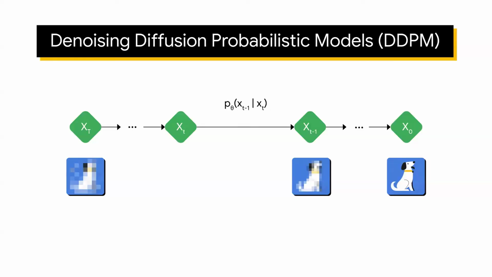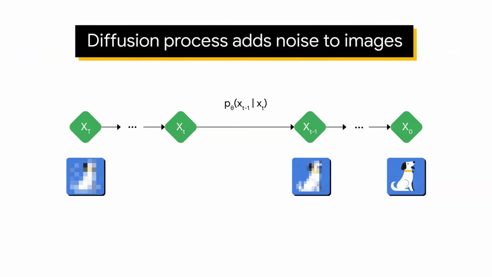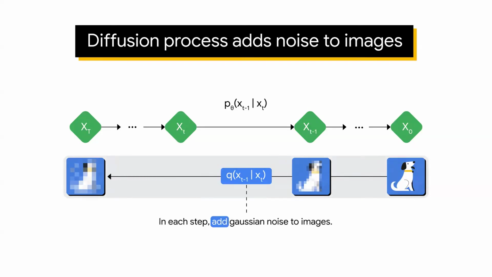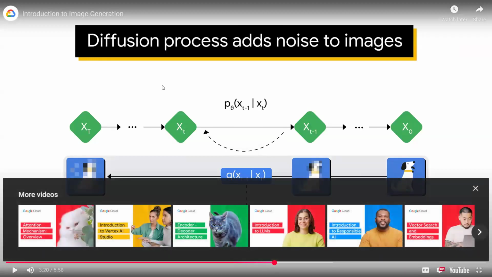Now, I know there's a bit of math notation on this slide, so let's break it down a bit. We start with a large data set of images. Let's take a single image, shown here on the left. We start the forward diffusion process to go from x0, the initial image, to x1, the initial image with a bit of noise. We can do this over and over again, iteratively adding noise.